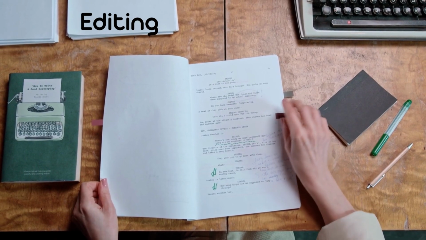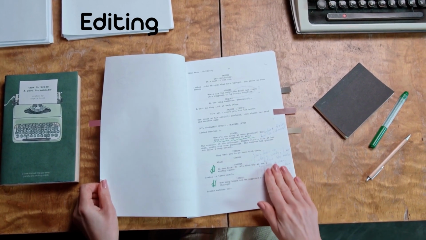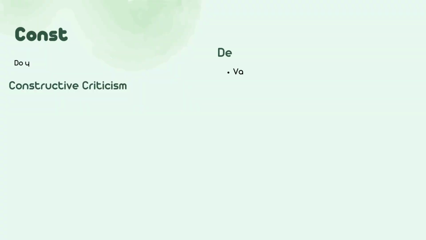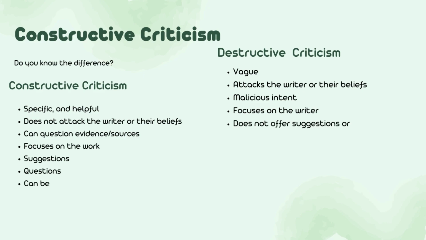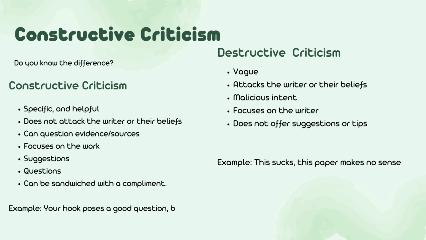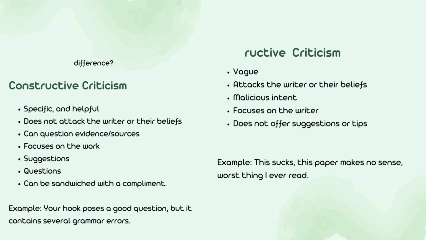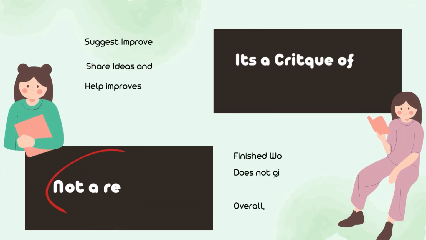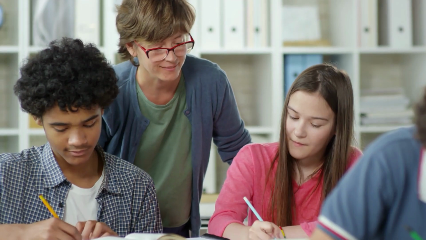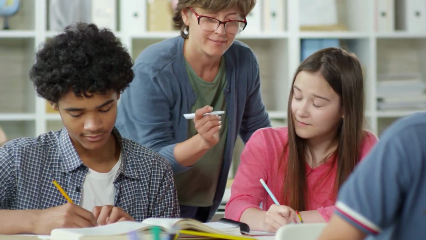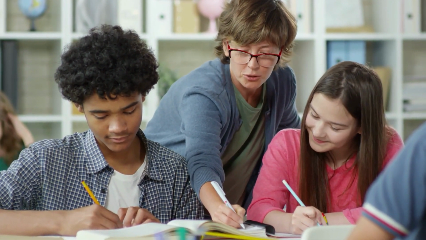Again, the suggestion is that this is done in groups, but if the teacher decides to have the students grade or proofread each other's papers, the best thing to do is to teach them exactly how you would want them to do this, and teaching them the difference between constructive criticism and destructive criticism. And also telling them that this is more of a critique of the work and not a review. Critiques offer improvements, they share ideas and tips, and they help improve for the next draft. Where a review is for a finished work, it doesn't give suggestions and it's usually vague, overall opinions of the work. This means less work for the teacher later on if this process in this stage is done correctly.